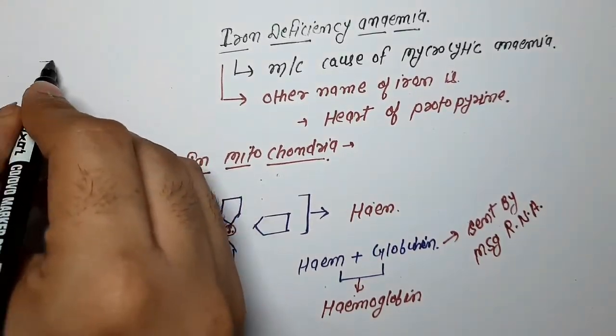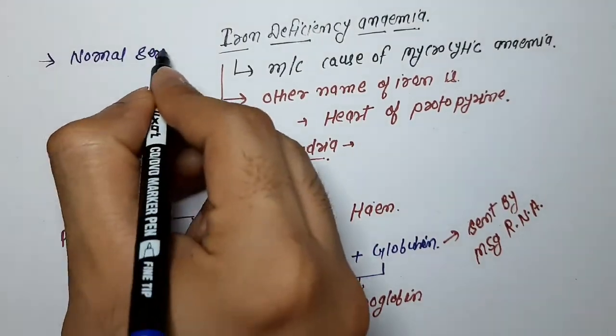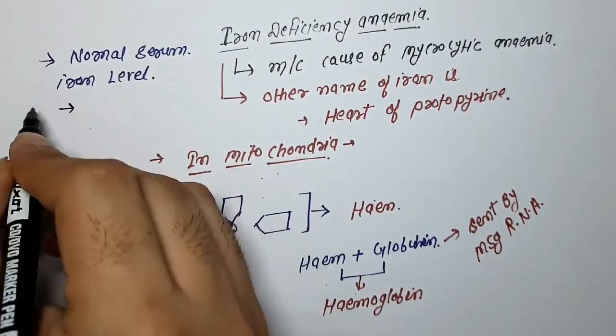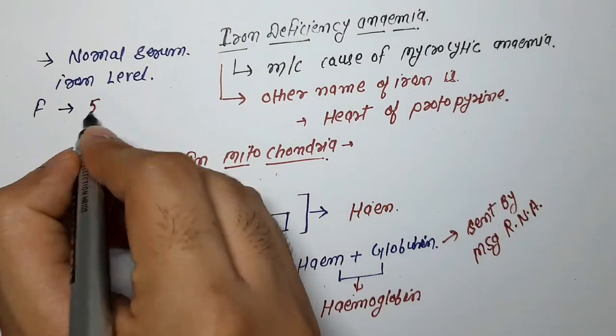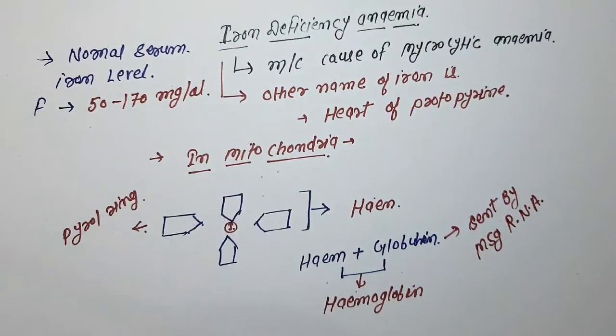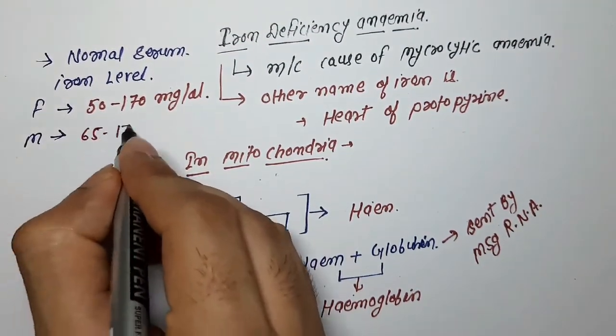Now we are going to look at normal serum levels of iron. In females, the normal serum level of iron is 50 to 170 mg per dl. In males, it is 65 to 175 mg per dl.